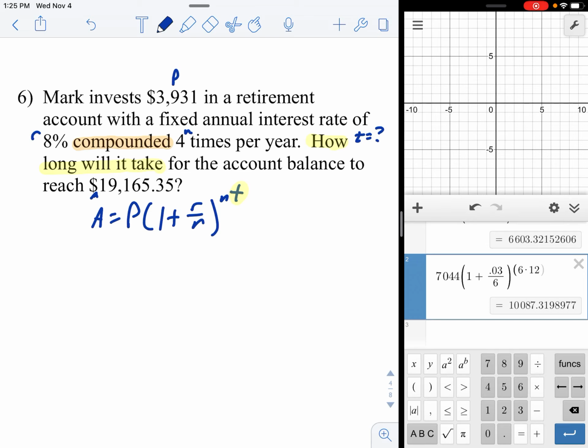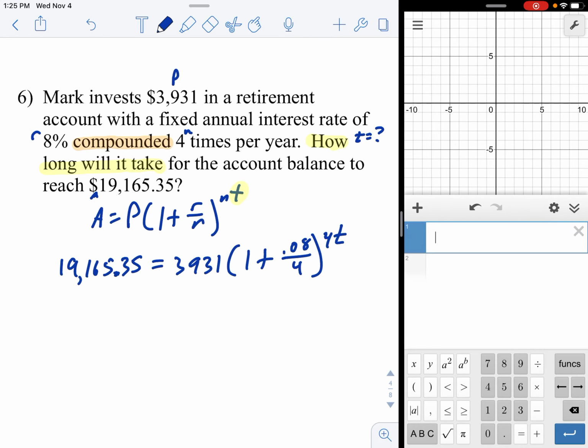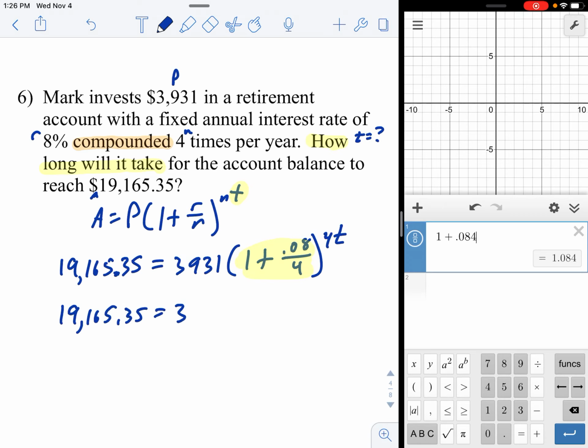The numbers get plugged in everywhere else. 19,165.35 equals 3,931 times 1 plus 0.08 over 4 to the 4t power. And now we need to solve that. You cannot just directly type this into the calculator. You need to do some solving. First off, what's in parentheses can be simplified. Simple is better. 1 plus 0.08 over 4. So let me rewrite this problem with that one simplification made.